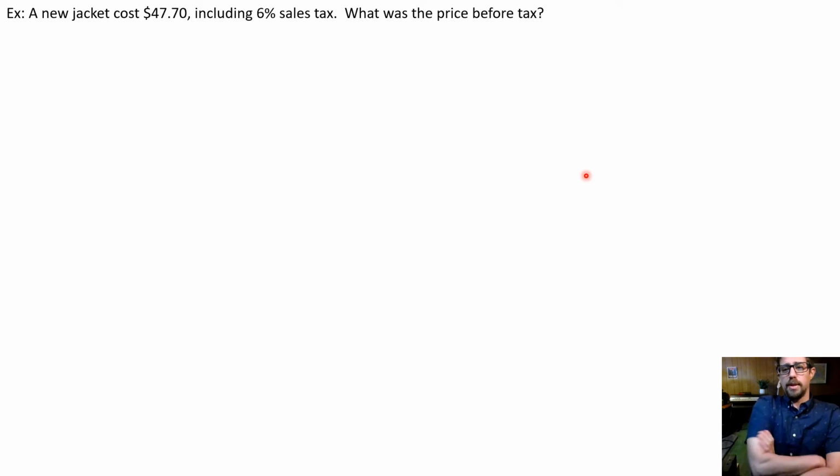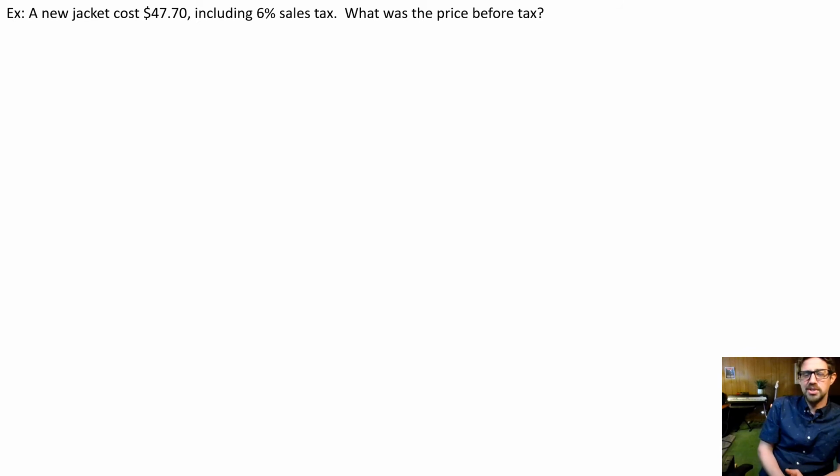Okay, let's do a couple of these. You will definitely see stuff like this on the next exam. A new jacket costs $47.70, including 6% sales tax. What was the price before tax? Okay, so the price you paid was $47.70 because you had to pay sales tax. In Michigan, where we are, at least I think that's where you are, sales tax is 6%.